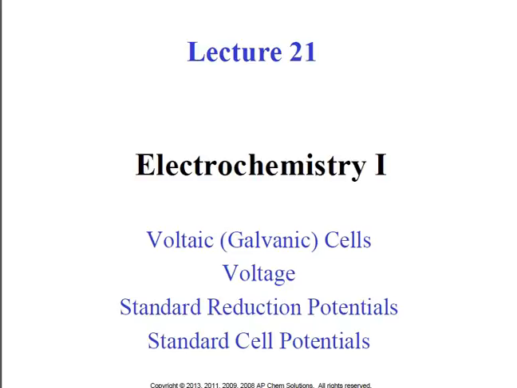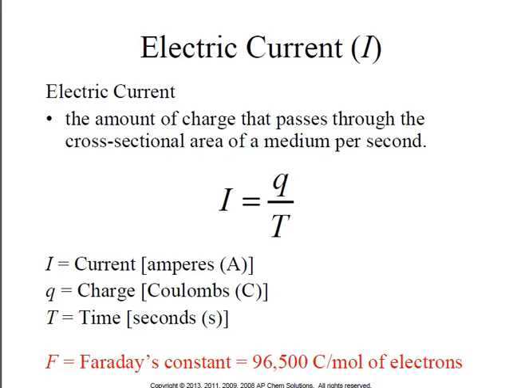And the key to those two types of cells, they're the same thing, is that they produce voltage. So that's why they're called voltaic or galvanic. We'll talk about what voltage is, something called standard reduction potential, and standard cell potentials. Again, a cell is just a battery. So when we're talking about the standard cell potential, we're talking about how many volts this battery can produce.